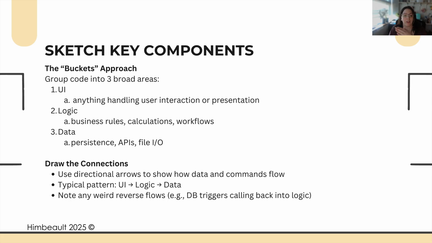And we can draw connections. We can just use directional arrows. We can show that the UI flows to logic, logic flows to data. If we put something in UI that accidentally flows all the way to data, it gives us an opportunity to reassess what our buckets look like. And it allows us to note any of those weird reverse flows, like does the database do something by calling back into logic? Because it's possible that something weird is happening. We don't know necessarily.